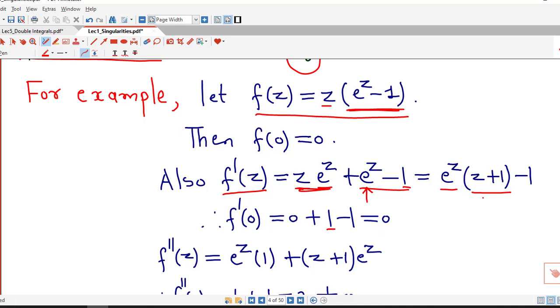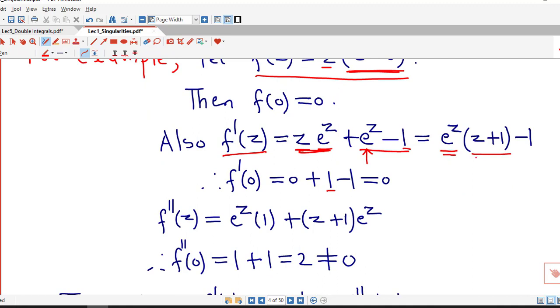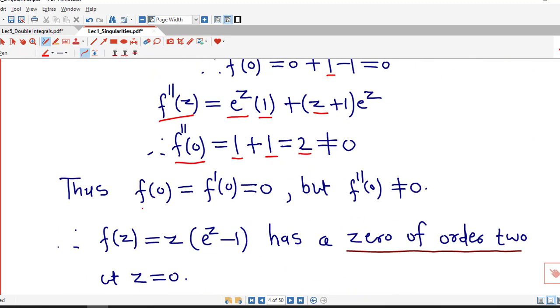Now we check the second derivative. So again we apply the product rule here. e raised to z as it is, derivative of (z plus 1) is 1, and (z plus 1) as it is, derivative of e raised to z is e raised to z, and then we calculate the value of the second derivative at z equal to 0. So it is e raised to 0, which is 1, plus (0 plus 1), which is 1, into e raised to 0, that is also 1. So the second derivative is non-zero at z equal to 0, and the value of the function at z equal to 0 and the first derivative at z equal to 0 are 0.